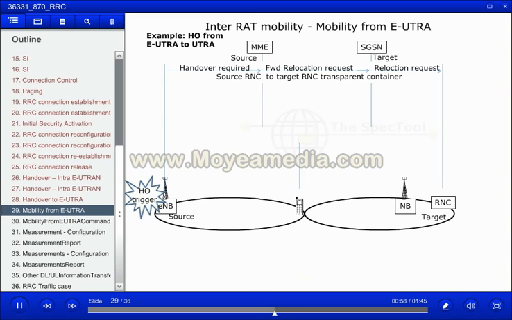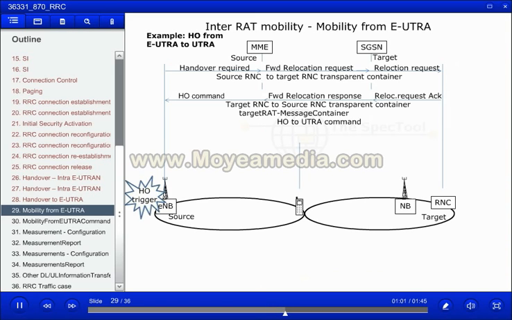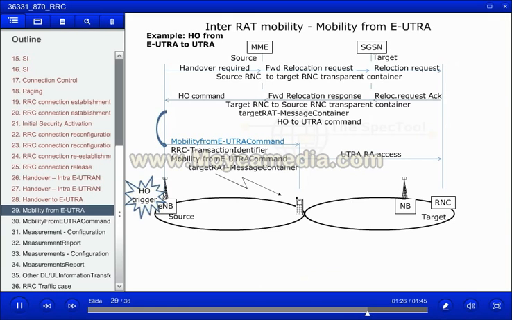The RNC will respond with the relocation request acknowledge message, including the target RNC to source RNC transparent container, which will be transparently delivered to the UE via SGSN, MME, and source eNode B. When receiving this message, the UE will perform random access towards the target UTRA cell. Once random access has been successfully performed, the UE will send the HO to UTRAN complete message to the target RNC, which from now on will be the serving RNC.